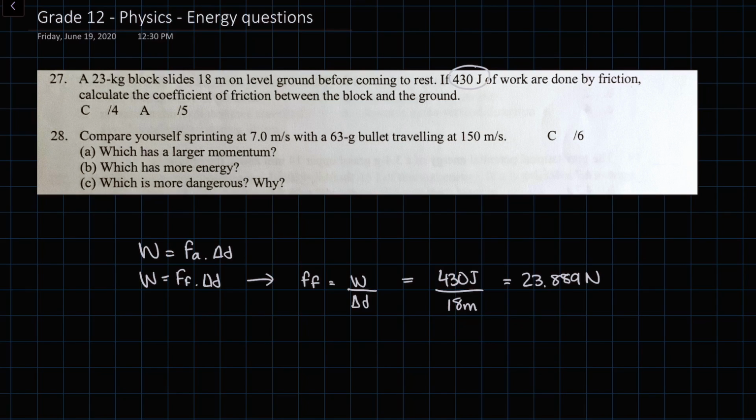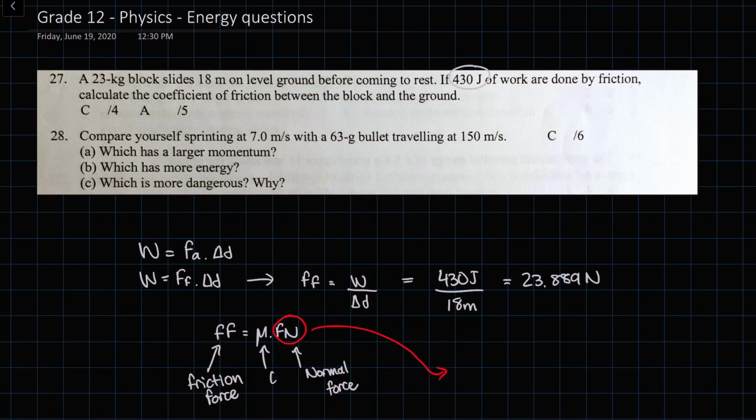So we got the force of friction, but we need the coefficient of friction between the block and the ground. We know that force of friction is equal to mu times Fn, where mu is the coefficient of friction, Fn is the normal force, and Ff is the force of friction. We are able to get Ff, but we still need Fn to determine mu. So that's our next objective.